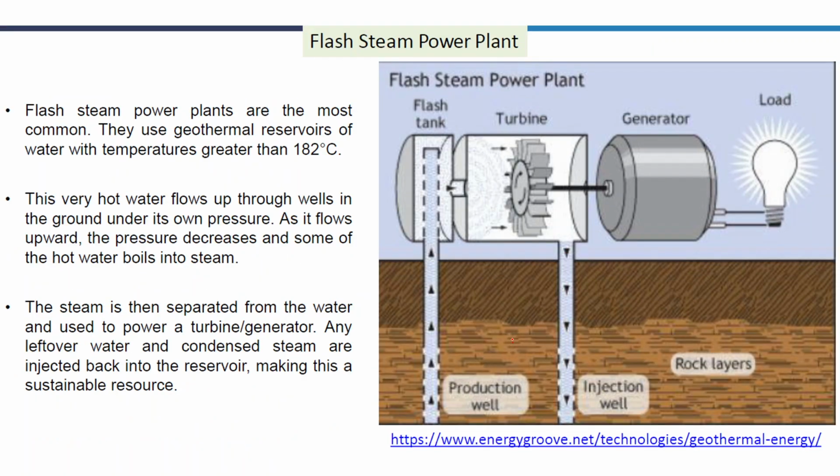Then the other one is the flash steam type. If the temperature is a bit lower than this one, suppose up to 180 to 185 degrees C, then high temperature, high pressure steam will not be generated, but high temperature, high pressure water will be given up. When this water comes in contact with the flash tank, its pressure will be reduced, giving up the steam to the turbine, which is again used for the generation of electricity by the generator, and the residual water will be given back again to the injection well.